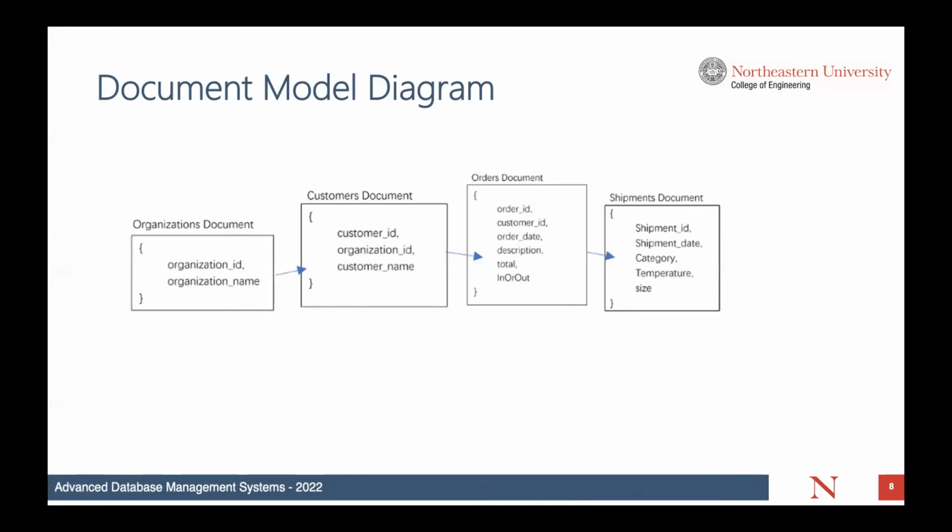For the document model diagram, we combine 4 tables into one. We have a document and 3 sub documents.